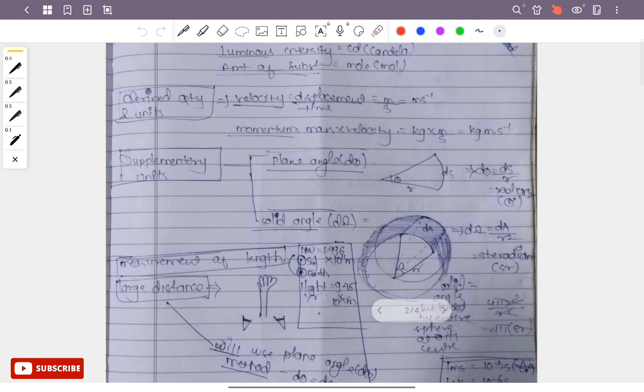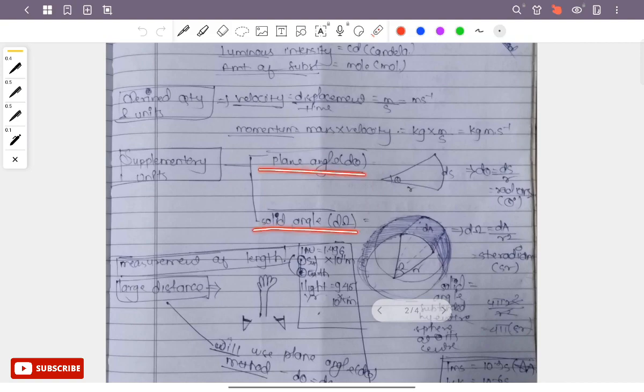So there is a formula which is dΩ, I think it's epsilon. dε is equal to dA upon r square, where A is the surface area of that sphere, we know the formula, and r is the radius. So the formula is dε is equal to dA by r square. We know the area, we know the r square. That's how we can find the solid angle at the center of the sphere. So these are the two things which we have to remember: plane angle and the solid angle.